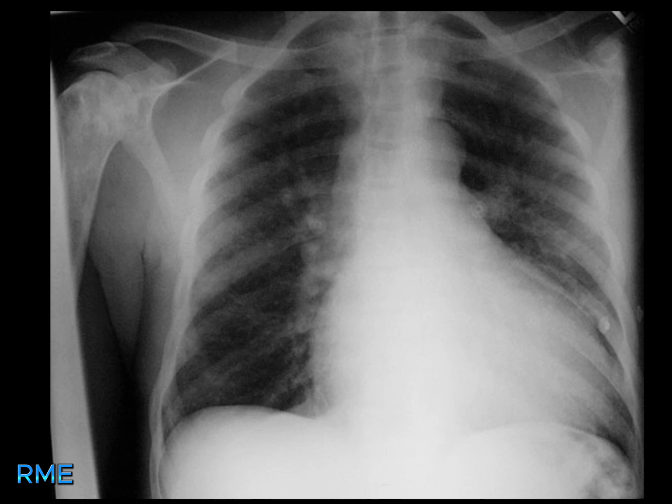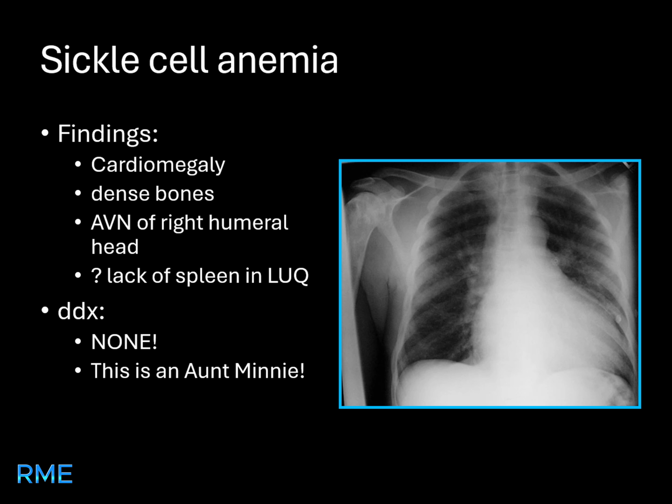What do you see in this image? Here I see cardiomegaly, dense bones, and possible avascular necrosis of the right humeral head, along with an absent spleen in the left upper quadrant. These findings are characteristic of sickle cell anemia. No differential diagnosis is needed here.